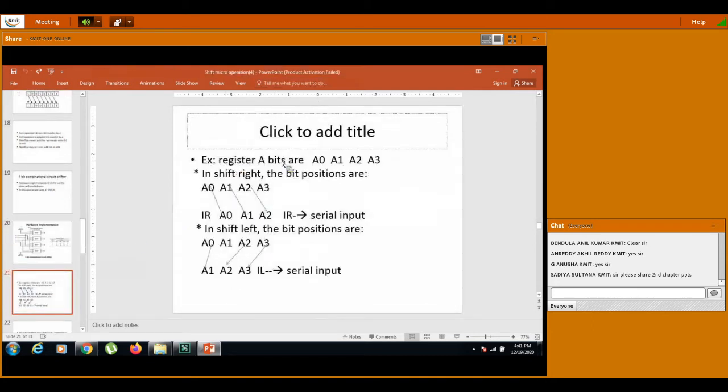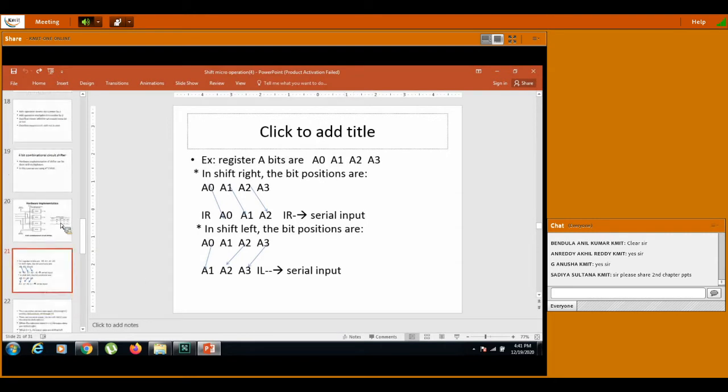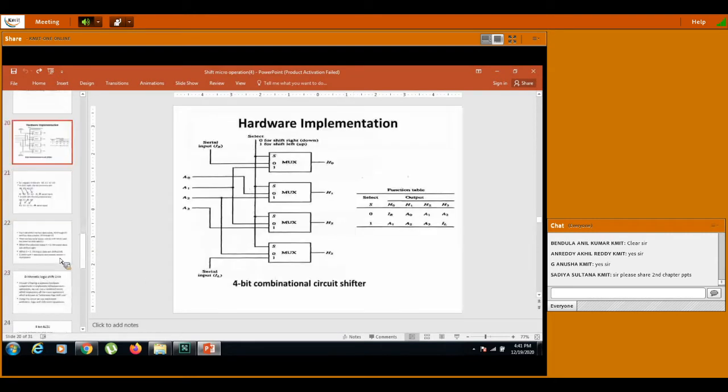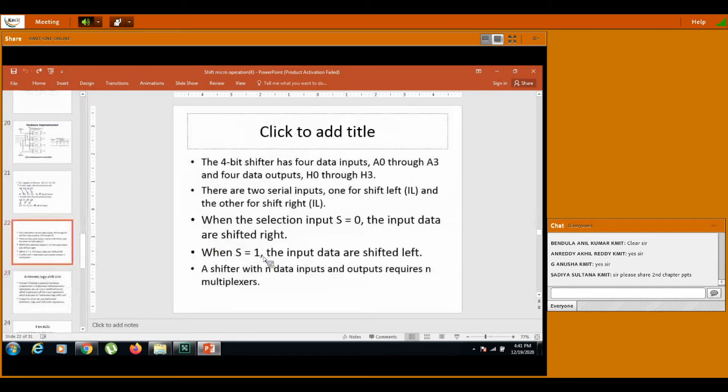So like this. In register A the bits are A0, A1, A2, A3. Then shift right, the bit positions are: A0 becomes this way, A1 this way, A2 this way, and A3 is dropped. In the concept of left, A0 is shifted to A1 and so on, and the other bit is dropped. Thus I am going for this particular circuit. That's what is written here.